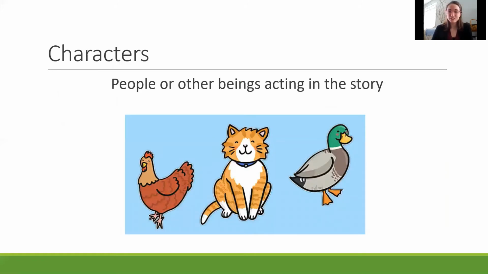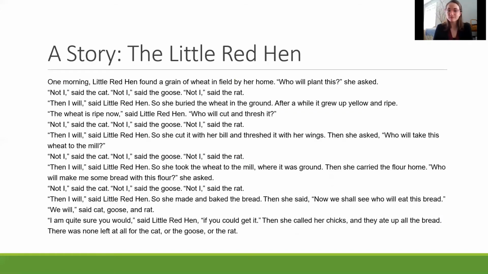Now, the characters are people or other beings acting in the story. You could just call them the actors in the story. In this one, you'll notice that there are no people in this story, but we do have other characters. We can identify the characters as the Little Red Hen. She's the main character. Then there's the cat, the goose, and the rat. And those 4 play the largest part in the story. But at the end, we do see a few additional characters, her chicks, who come to eat the bread.